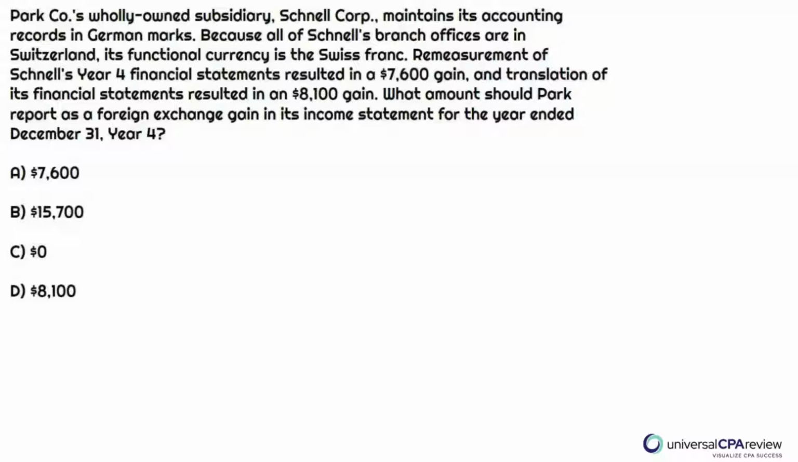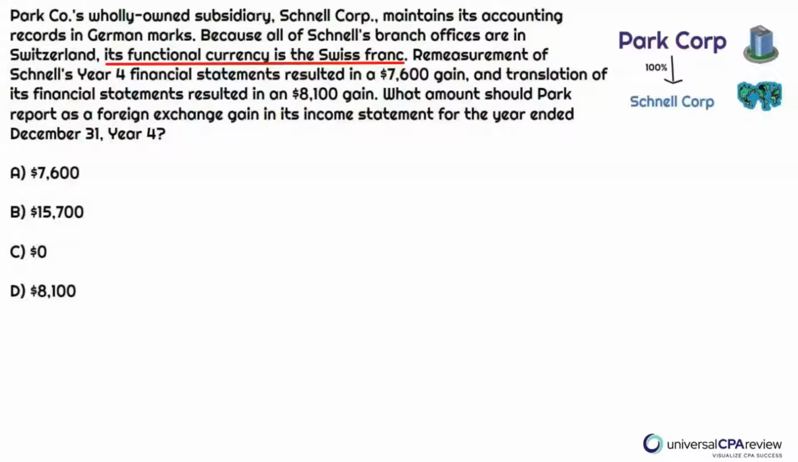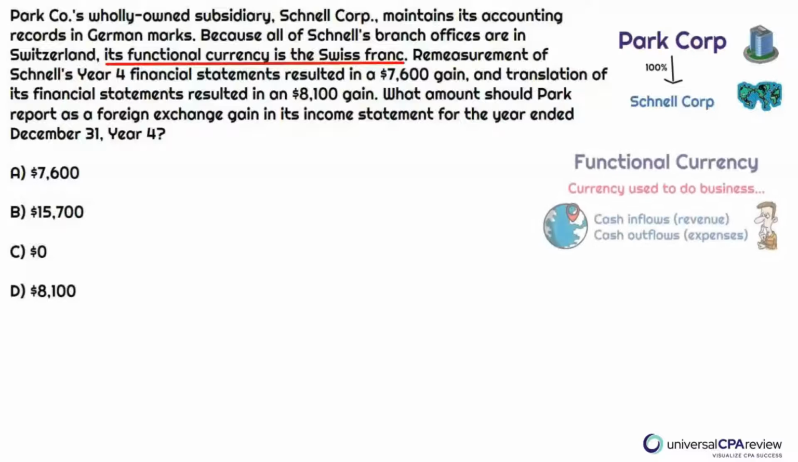What an absolutely great question we have here. It says that Park Company's wholly owned subsidiary Schnell Corp maintains its accounting records in German marks, right? So Schnell is the foreign subsidiary, Park is the parent company. The question then goes on to tell us that all of Schnell's branch offices are in Switzerland, right? So their functional currency is the Swiss franc, right?